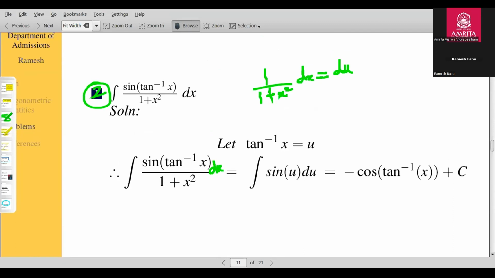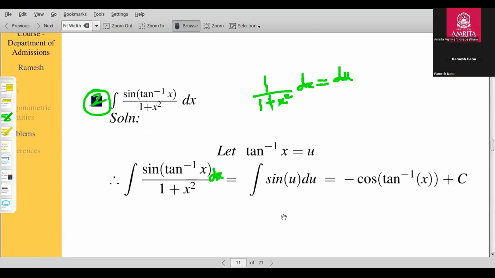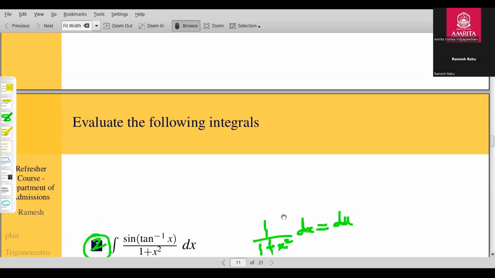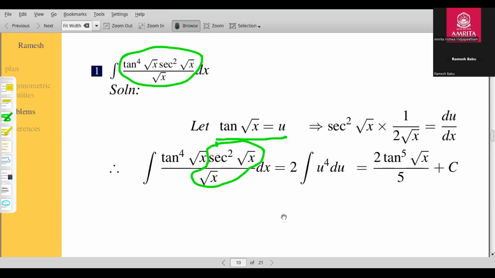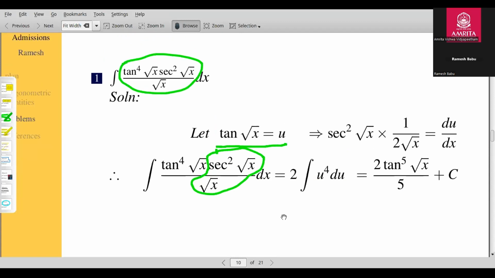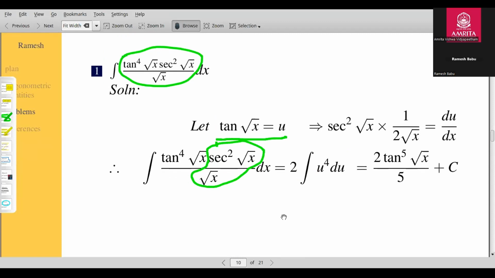Actually, he's asking for the first question's answer. The first question answer is here: 2 times tan power 5 root x by 5 plus c. I hope you have checked it. If those students will be sharing the recording, there is no need to worry on this. So yes, sir, we can continue. Thank you, sir. Okay.